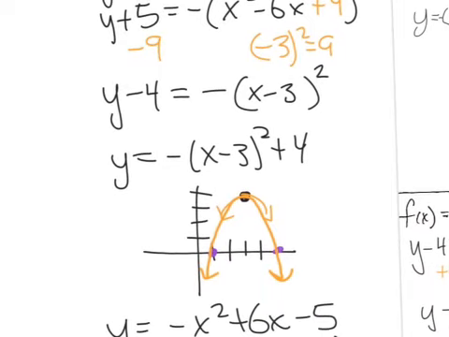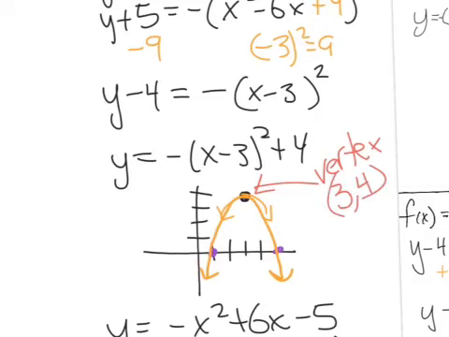And then to put it in what we call vertex or standard form, the y needs to be all by itself, and the x needs to be in parentheses squared with a number. So adding 4 to both sides gives us this. So this is a parabola. It points downward. It's been shifted to the right by 3 and up by 4. And so we can say that the coordinates of the vertex are 3, 4, and the parabola opens downward.